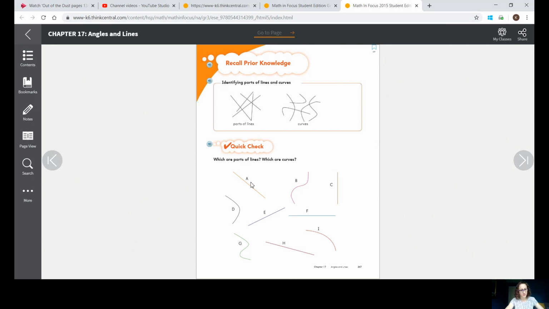So this is a line, and this would be a curve. This would be a line. We've got a curve, a line, curve, a line, and a curve.